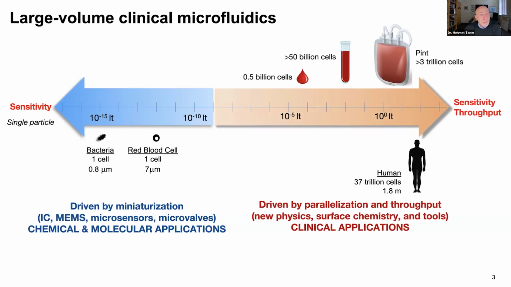For example, if you take blood, a tube of blood has 50 billion cells. It's a non-Newtonian fluid. 50% of it is particles, cells of different types, and these are living things. You can't bang them around too much. But we asked the question: can we get the throughput to look at millions or hundreds of millions of cells, or trillions of cells, at a single cell resolution? That was the question we asked.